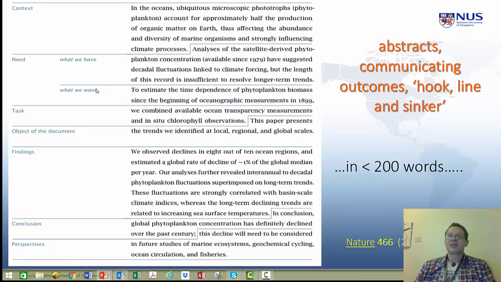What do we want? To estimate the time dependence of phytoplankton biomass since the beginning of the oceanographic measurements in 1899. What have we done? What's the task? We combined the available ocean transparency measurements and in situ chlorophyll observations. And what's the object of the paper? This paper presents the trends we identified at local, regional and global levels.